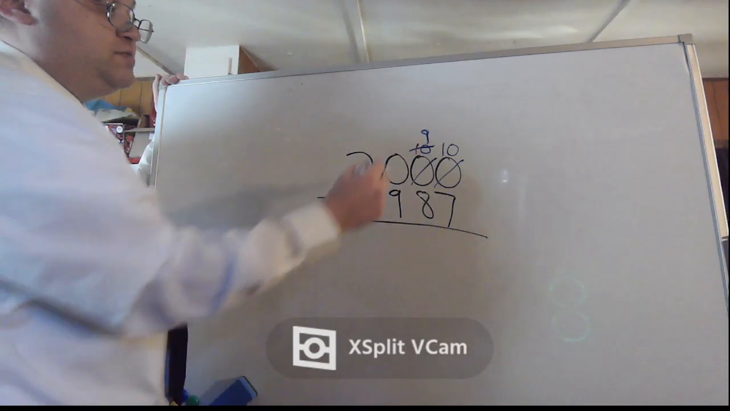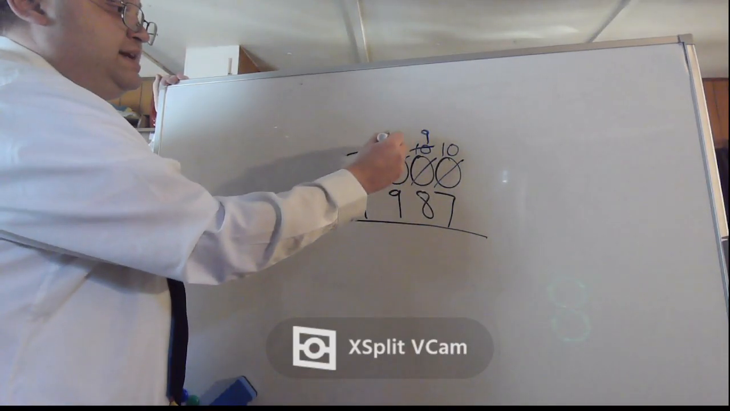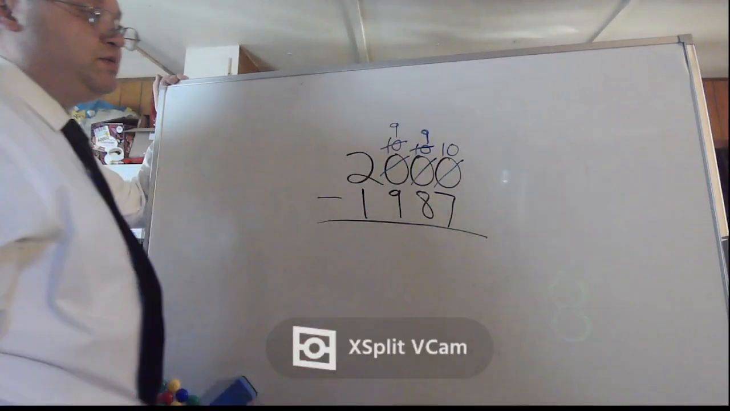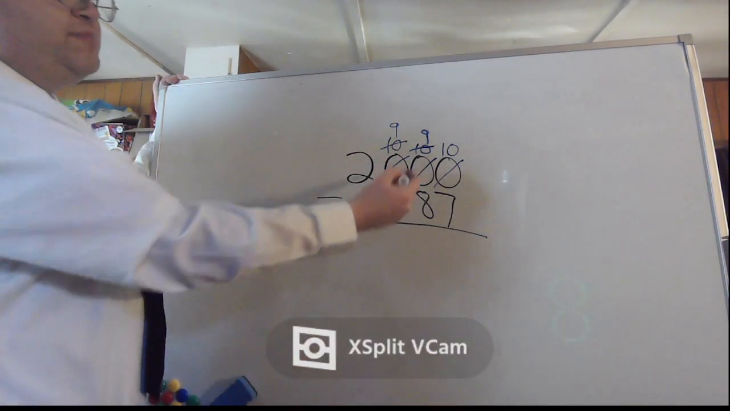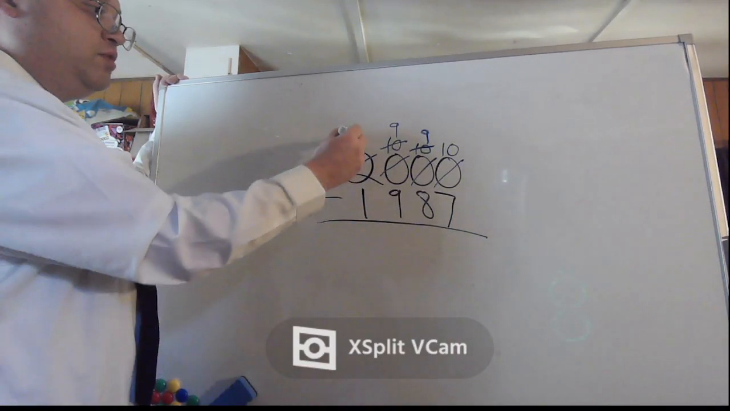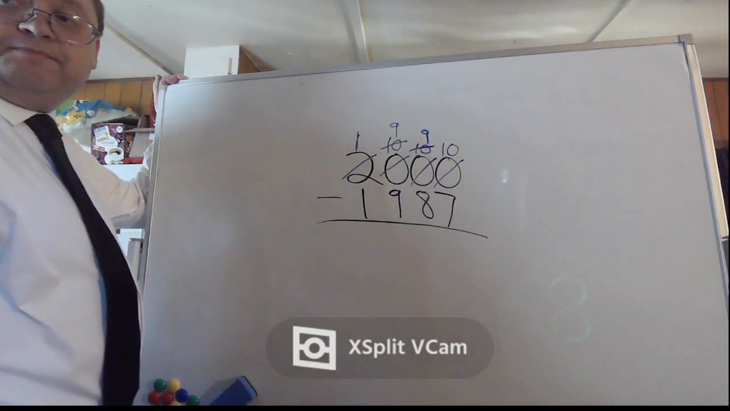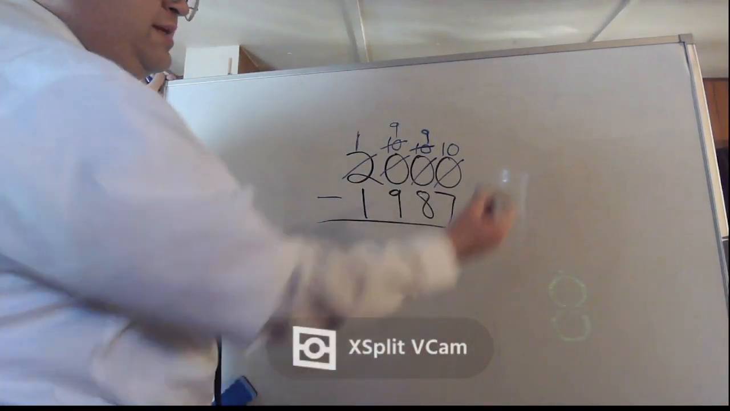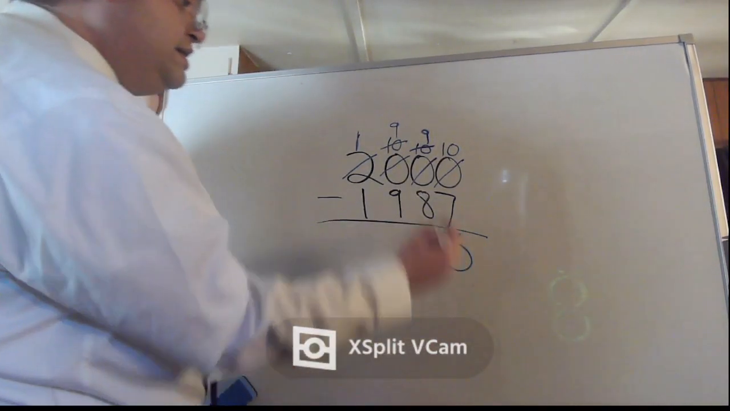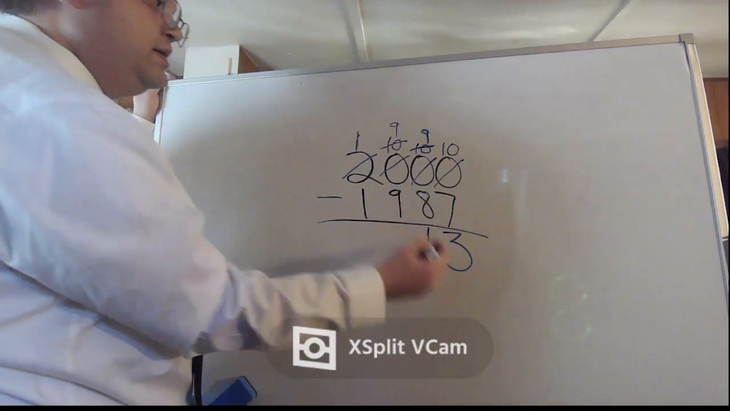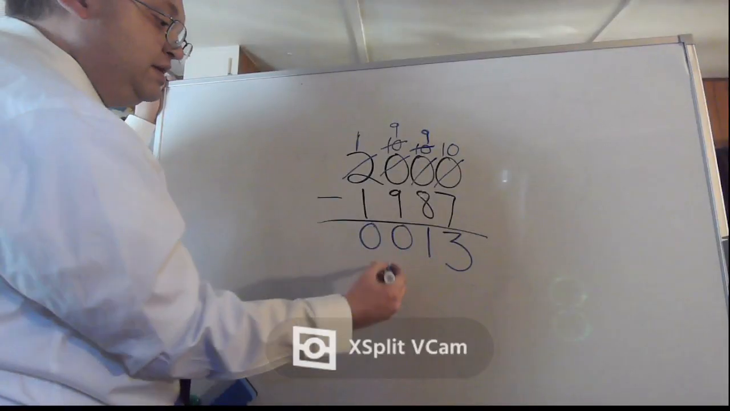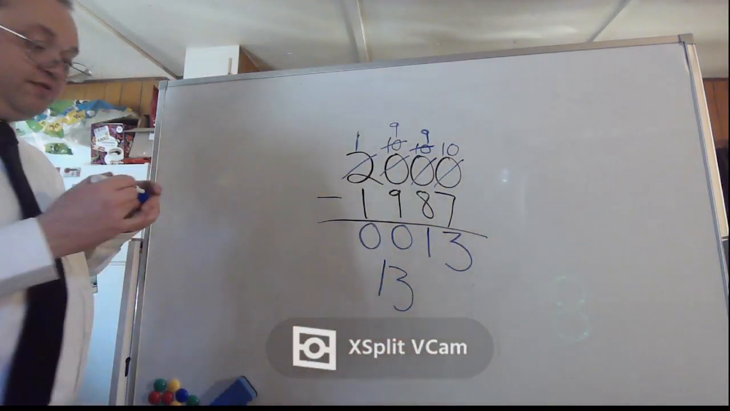0 minus 9 doesn't work. If that were a 10, I could borrow from it, which would also make that a 9. But in order to have made this a 10, I would also have had to borrow from the 2. Borrow 1 from that, you have 1 minus 1. So now I have 10 minus 7, which is 3. 9 minus 8 is 1. 9 minus 9 is 0. 1 minus 1 is 0. So in the year 2000, I would have been 13 years old.